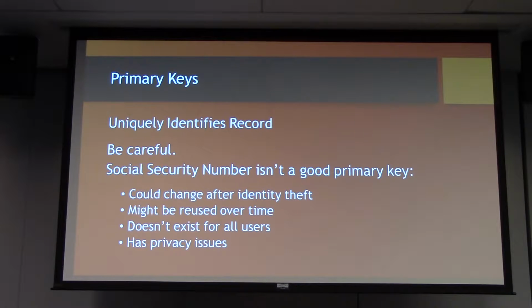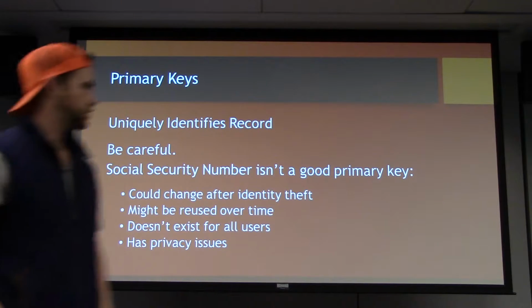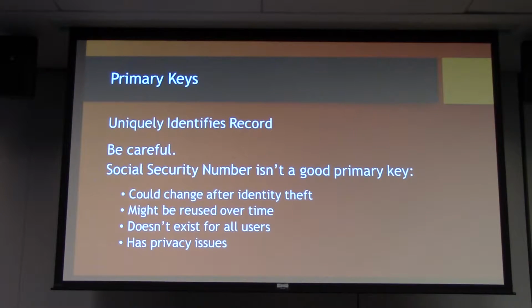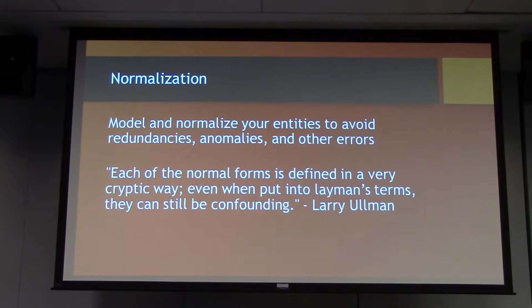Besides the privacy issues, and that not everybody really has one, if somebody suffers identity theft, they might be assigned a new social security number. Also, social security numbers are reused over time. So somebody could get a social security number that had been used by somebody else in the way past. So it's not really a good candidate for a primary key because it doesn't really uniquely identify a record in a database. Commonly, what developers do is they'll make up an ID key or a surrogate key that is guaranteed to have a unique number within the database.